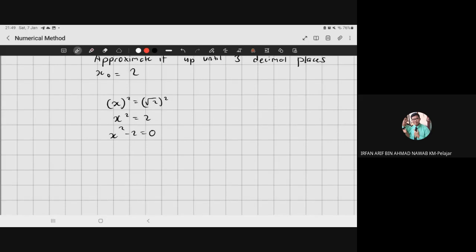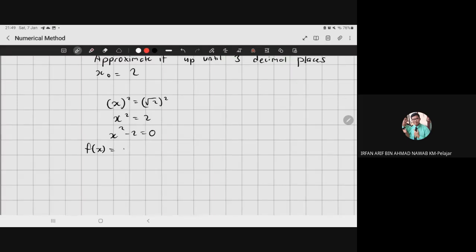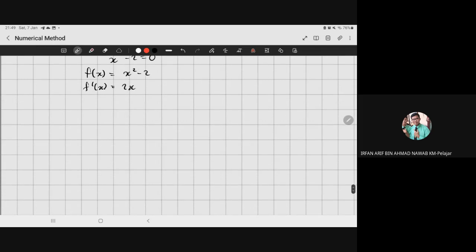Okay, so let's begin. F of x is equal to x squared minus 2, and then we find the first derivative. F prime of x is equal to 2x. Now, as usual, write down the formula. The examiner or the lecturer who examines your assignment or your working will appreciate that you frequently write down the formulas, since it shows that you don't want to forget it.